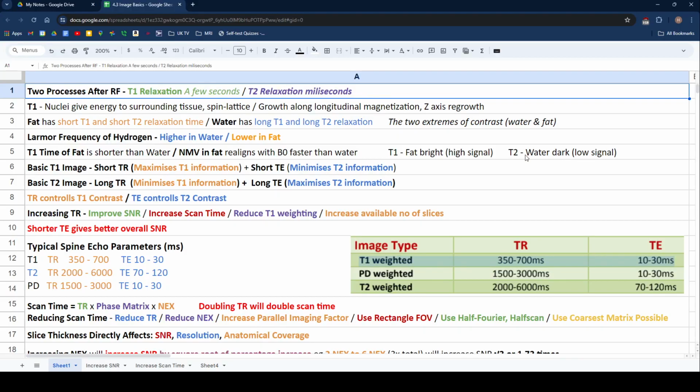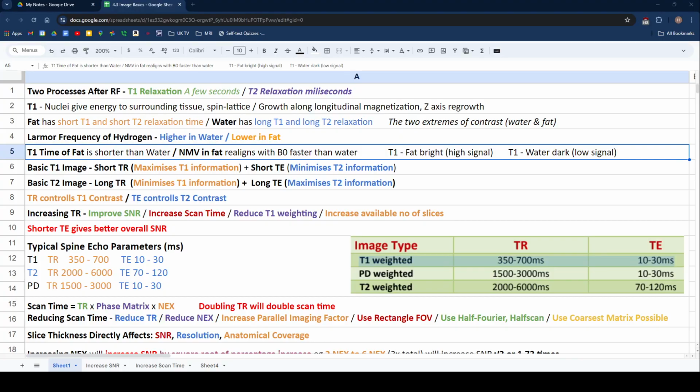On T1, water is dark, low signal. As if by magic, T1, water is dark, and T1, fat is bright. So a basic T1 image has a short TR to maximize T1 information and a short TE to minimize T2 information. And then T2 is the other way around, so a long TR to minimize T1 and a long TE to maximize T2.